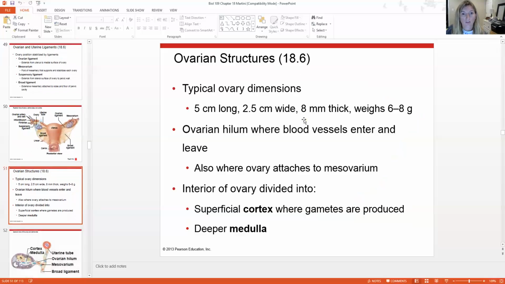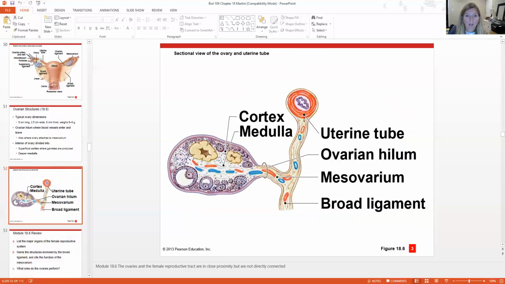Other ovarian structures. It's fairly small. There's a hilum on the ovary as well. This is where blood vessels enter and leave. This is also where the ovary attaches to the mesovarium. The interior of the ovary is divided into a cortex and medulla. The medulla is where the blood vessels are. The cortex is where the follicles develop.